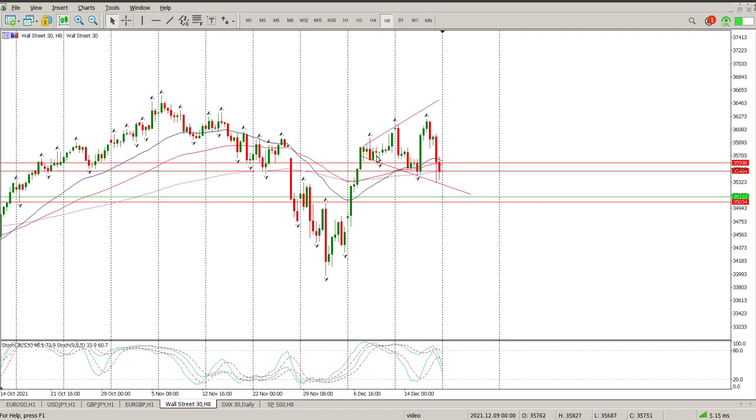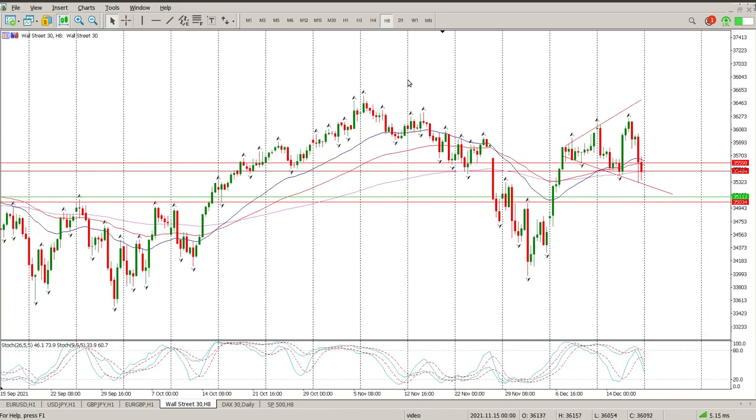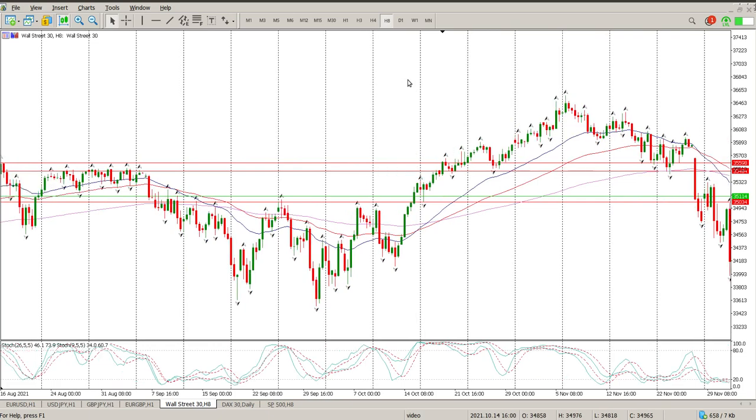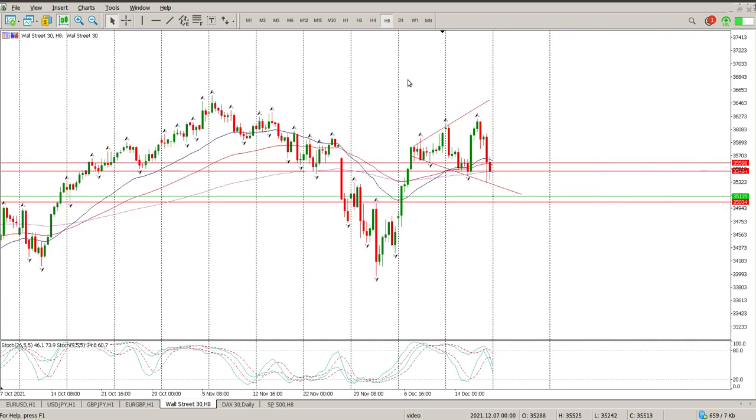I'm not 100% sure. We have broken the megaphone to the downside against the trend. So the trend was up, consolidation, megaphone. Normally you would expect a move to the upside. I still think we're going to get something. The question is just off where.